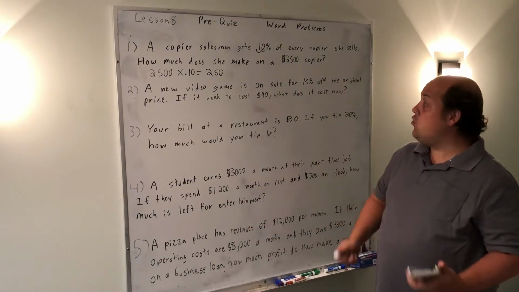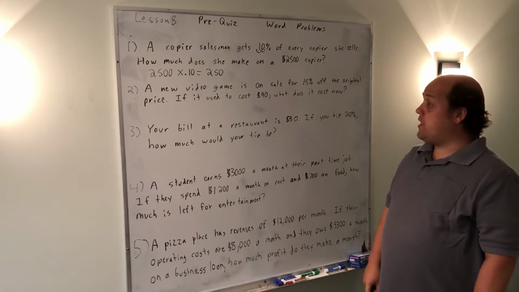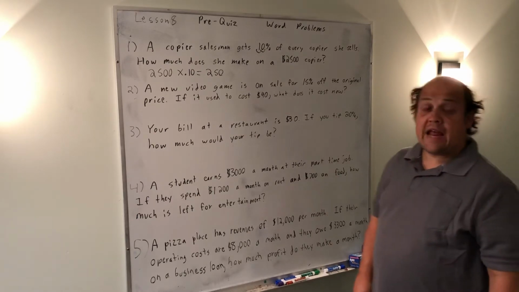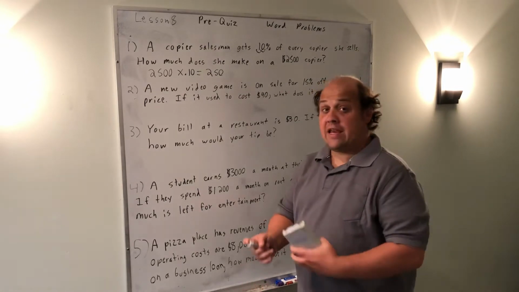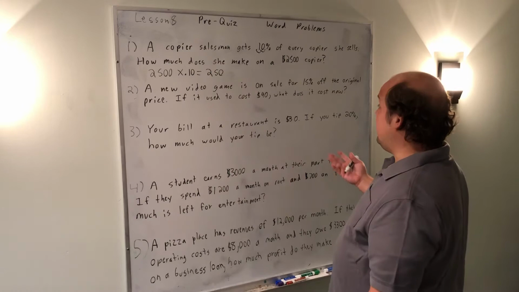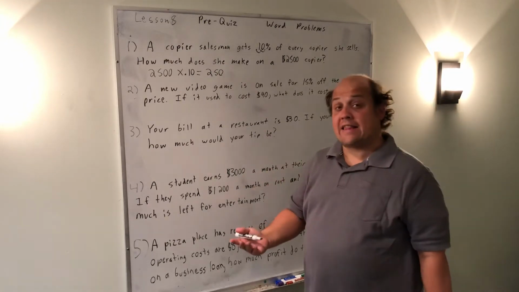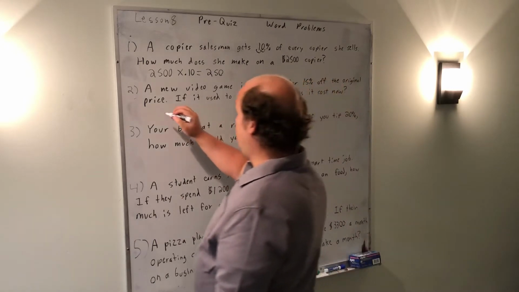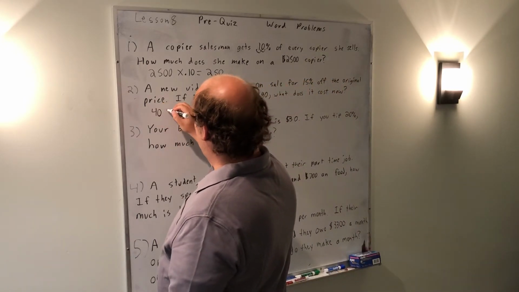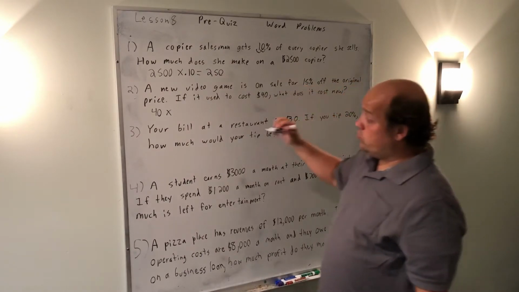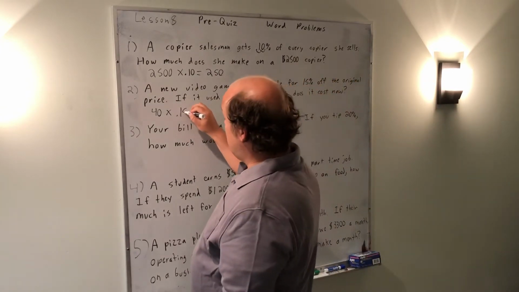Problem 2 says a new video game is on sale for 15% off the original price. If it used to cost $40, what does it cost now? This is the same general idea with one extra step at the end. Basically, we're going to find the amount of the discount, then we're going to subtract that discount from the original price. So same idea, we're going to take its cost, $40, we're going to multiply it by this 15% as a decimal, which would be 0.15.